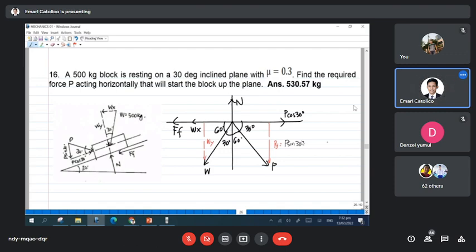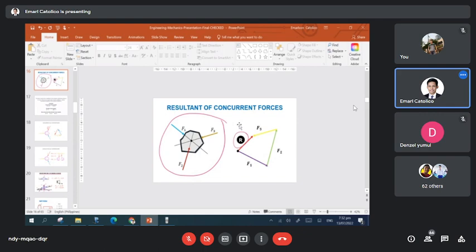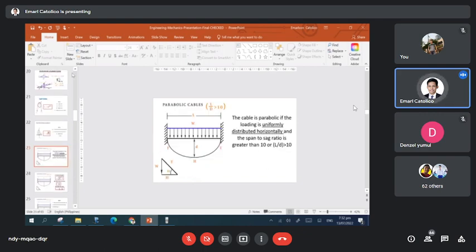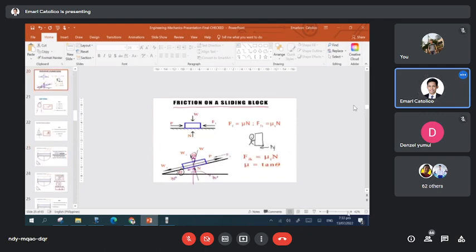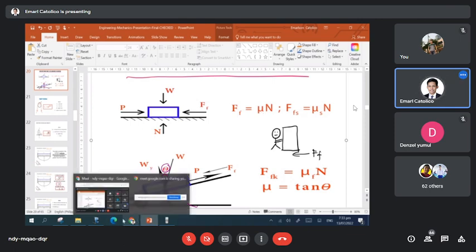Then, kompleto na ba? Since kompleto na, pwede na tayo mag-summation of forces. So, tandaan nyo, formula ng frictional force is mu times N. So, always yan ha, pag nag-summation of forces, si frictional force always kino-convert ng normal force para ma-lessen mo yung variable. So, frictional force is mu times N. Yun lang naman yung tatandaan nyo dyan.